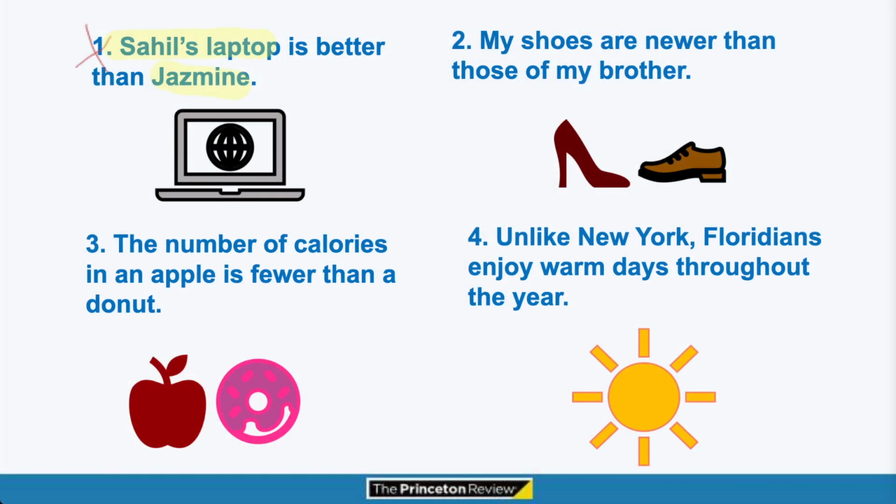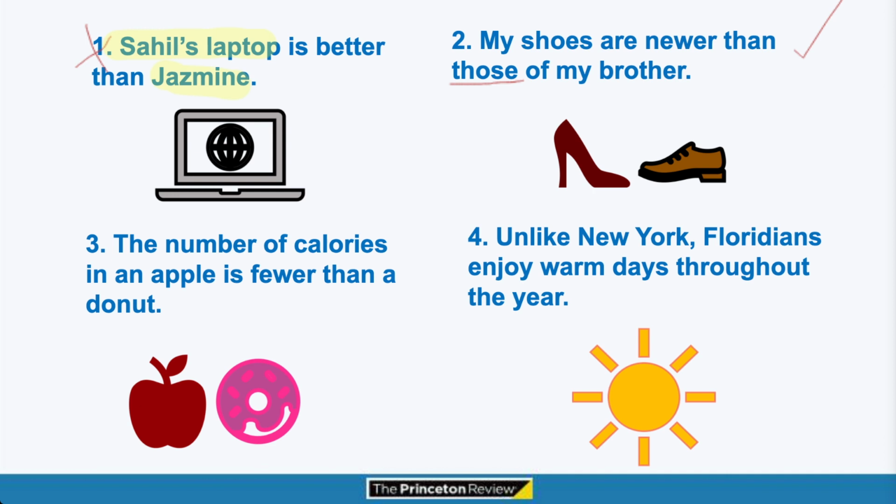So number 2 here on this particular slide we're looking at, my shoes are newer than those of my brother. Guess what? As funky and crazy as it sounds, that is totally correct, right? Because I'm comparing my shoes to the shoes of my brother. So since shoes is plural, I would use those of. How many of you got that one correct? If you got it, awesome. If not, now you know to watch out for those and use the those of when you're dealing with comparing plural nouns.